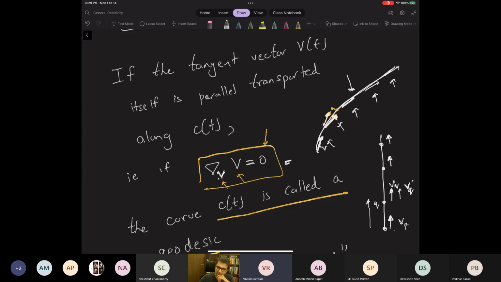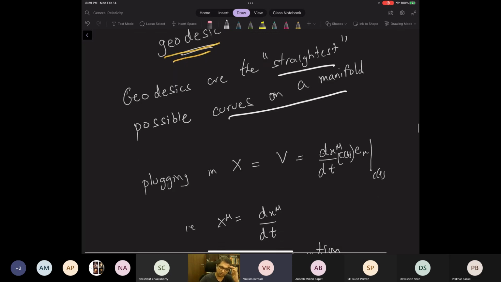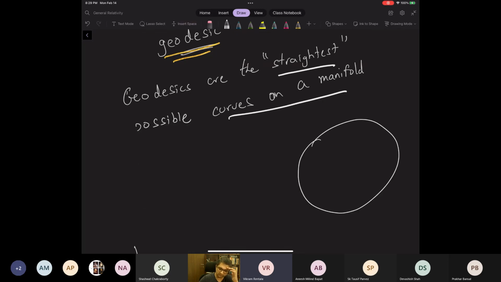So there are specific curves which are called geodesics, and these geodesics are the straightest possible curves that you can have. In flat space, we'll see that they correspond to straight lines. On something like a sphere, we'll see that those geodesics correspond to longitudes or great circles. These are the straightest possible lines that you can have on a sphere.